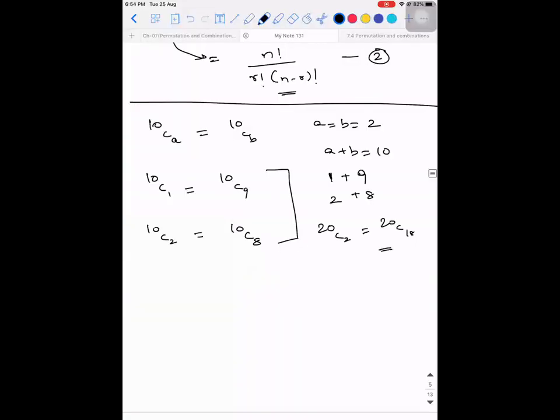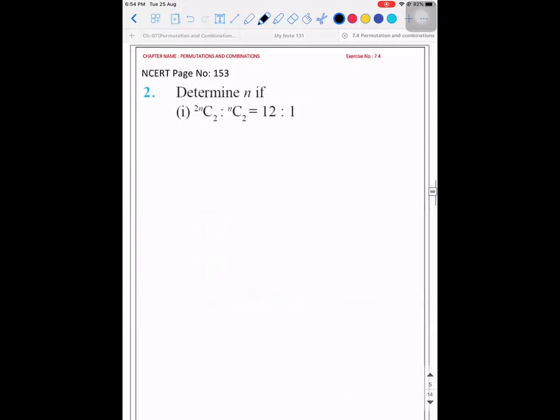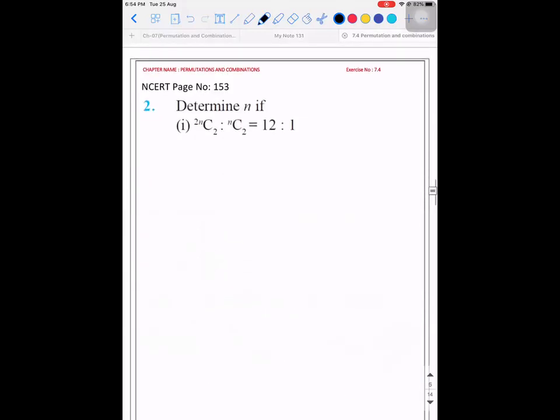Next problem. So how to do this one? 2nC2. Yes, I have a doubt in the last problem. Yeah, tell me.